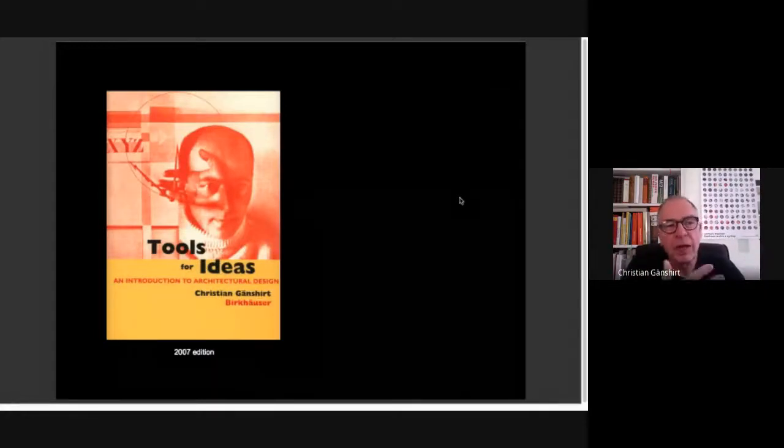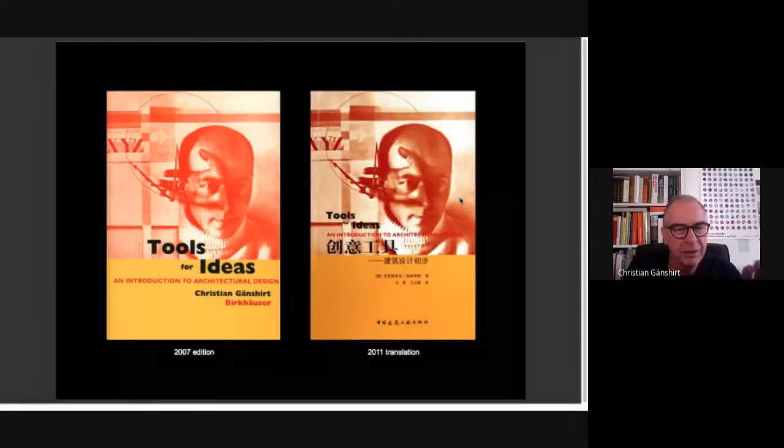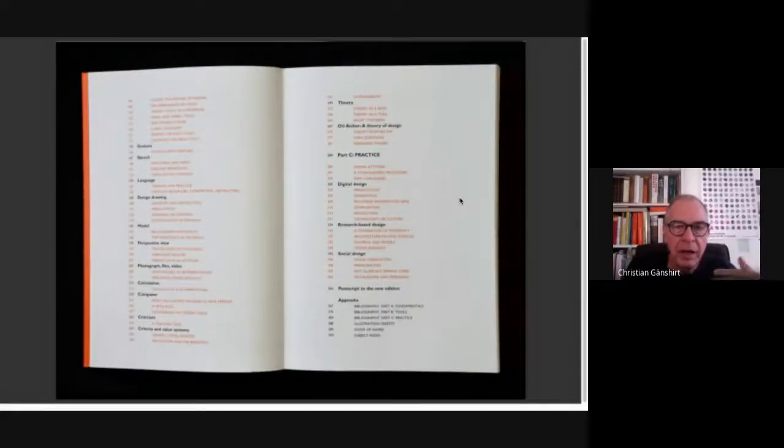Each one described with a long chapter, quite a few images. So that's what I was trying to do at the time. This book had a second German edition in 2011. It had also a Chinese translation in 2011. But now the new edition is expanded a lot for several reasons.